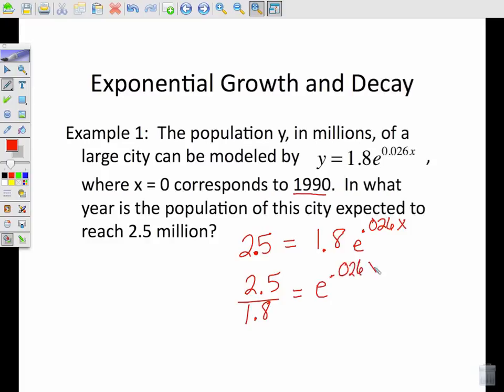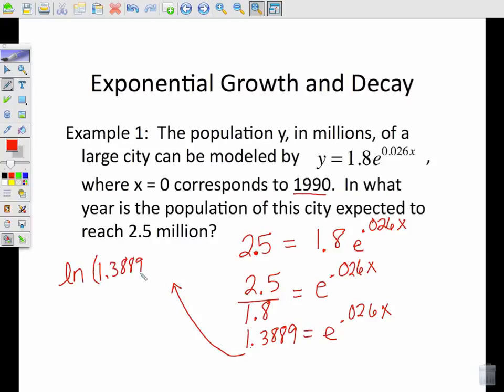This equals e to the 0.026x. You're going to just continue to solve this. In fact, what you could do is divide, and you'd get 1.3889 equals e to the 0.026x. Now, in order to solve this, you're going to write this as a natural logarithm because of the base e.